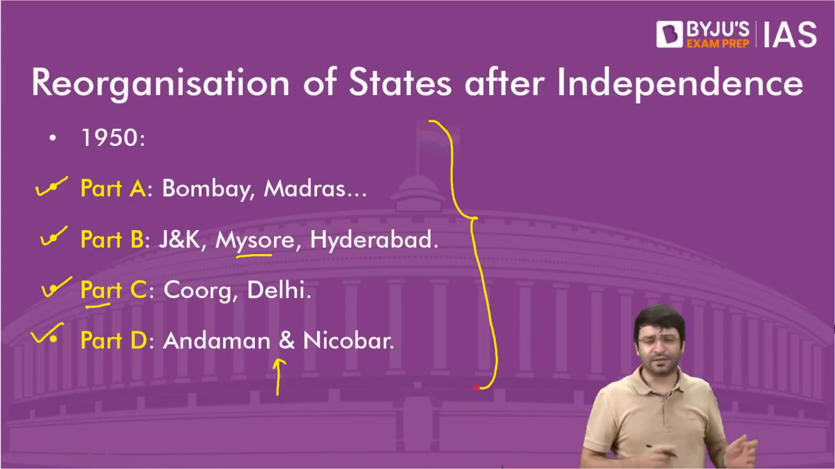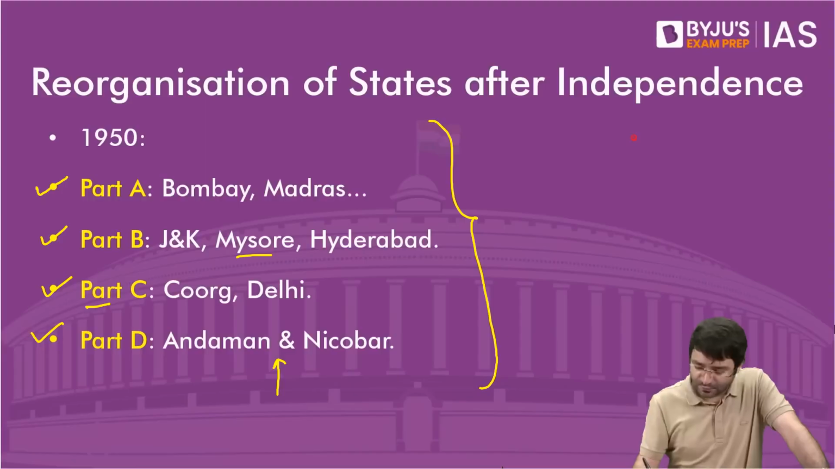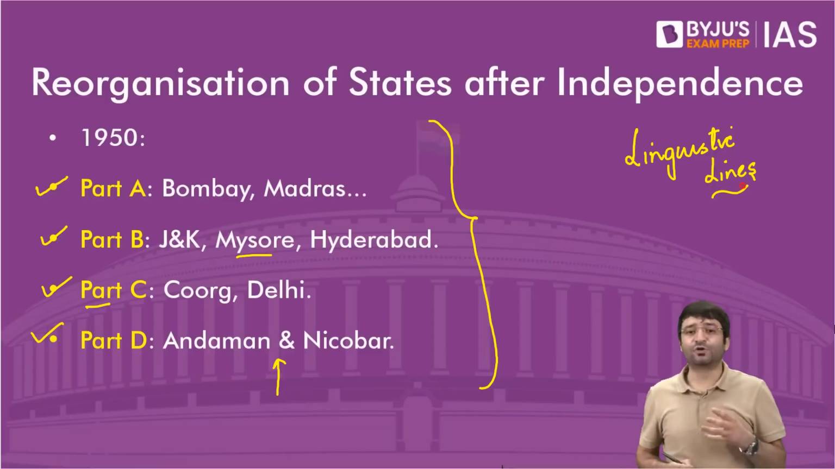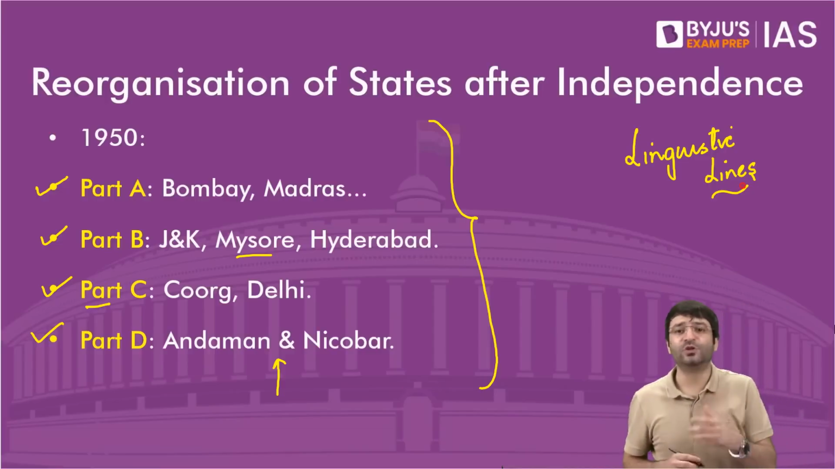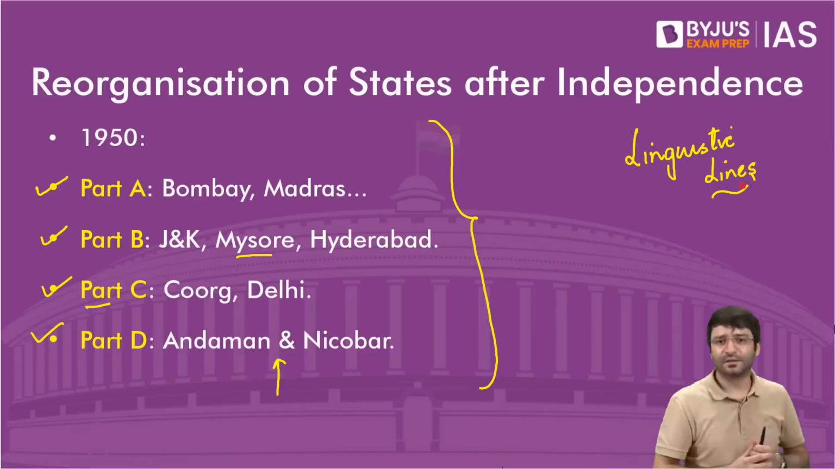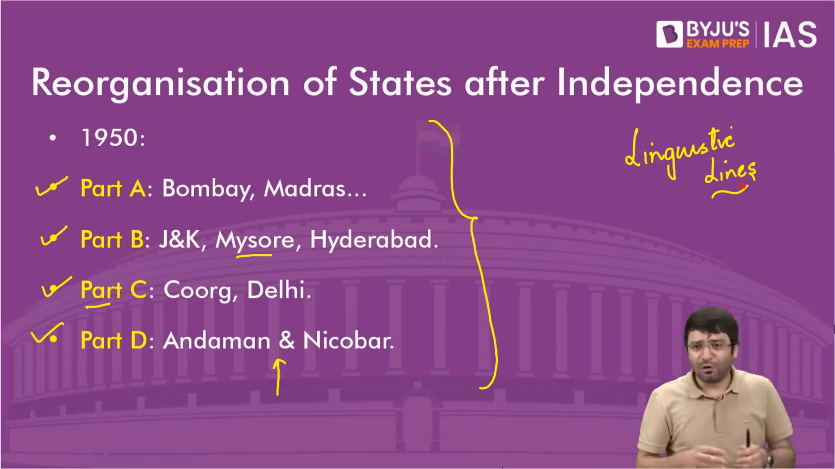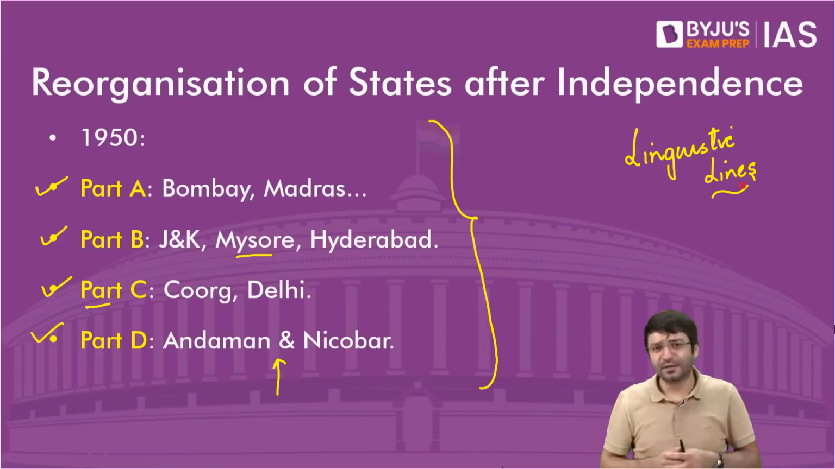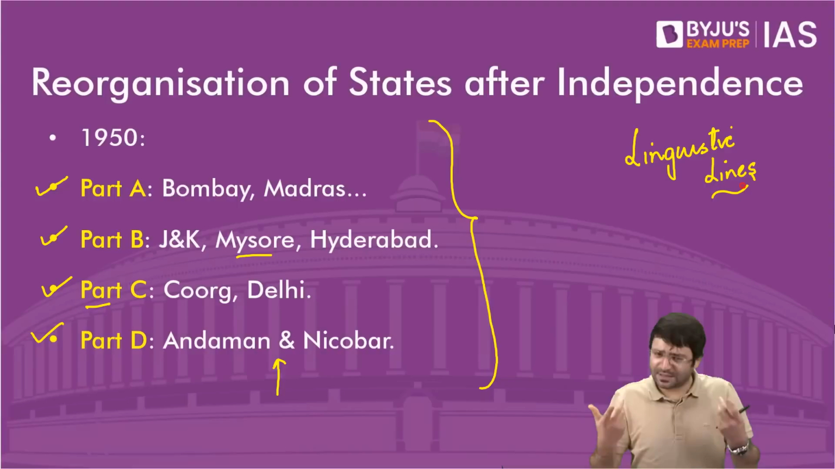Because there was a demand. The demand was that we should reorganize the country on linguistic lines. Linguistic lines in the sense, states should be created in the name of language. So all the Tamil speaking population should come under one state because right now they are spread. All the Telugu speaking population should come under one state because right now they are spread. So that was the demand: let's reorganize the country in the name of language.